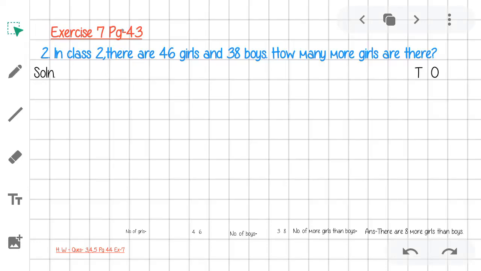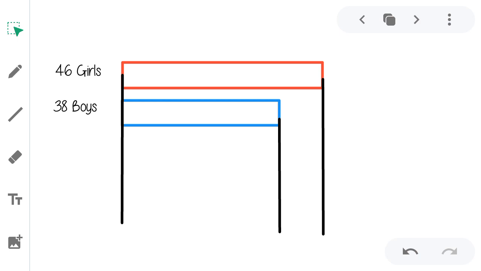Now the next question that we will do is from exercise 7, page number 43. We'll do question number 2. The question says, in class 2 there are 46 girls and 38 boys. How many more girls are there? So to understand the question, we will draw the bars like this.